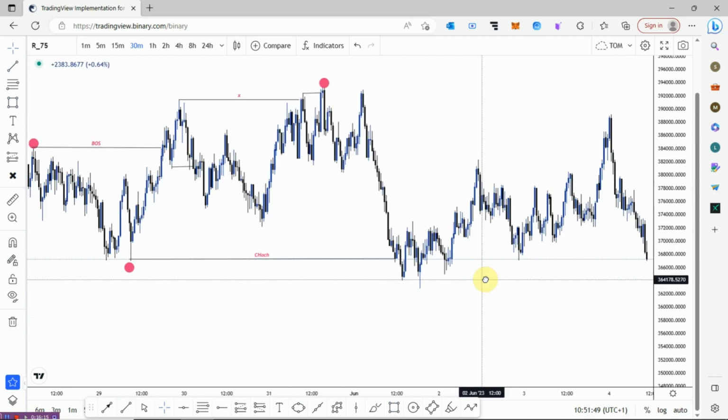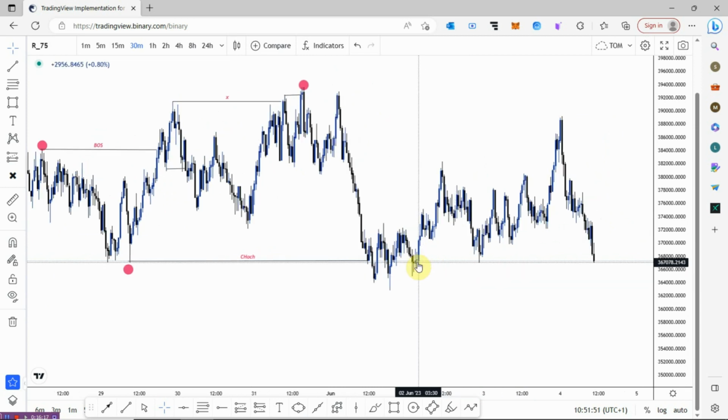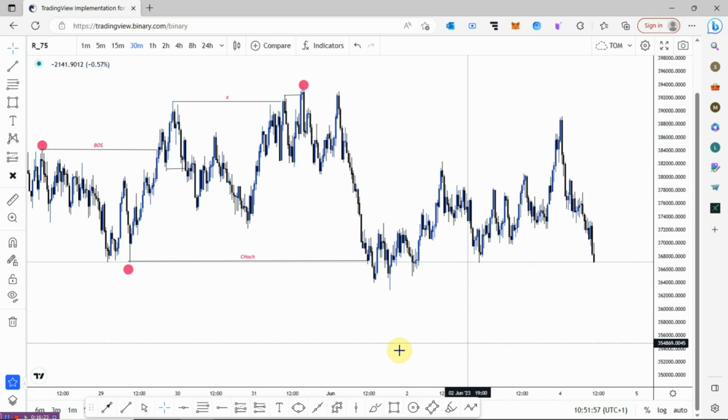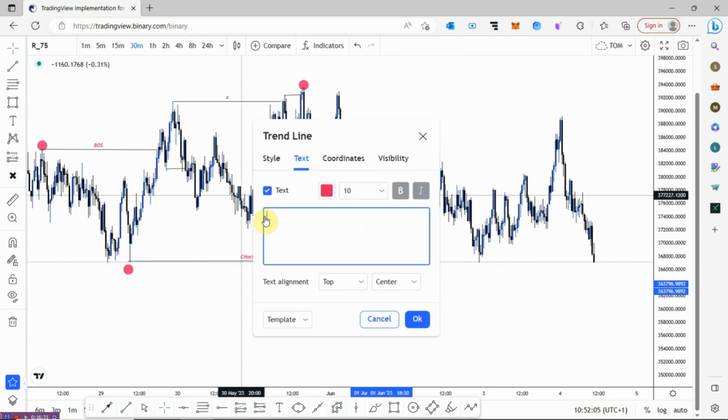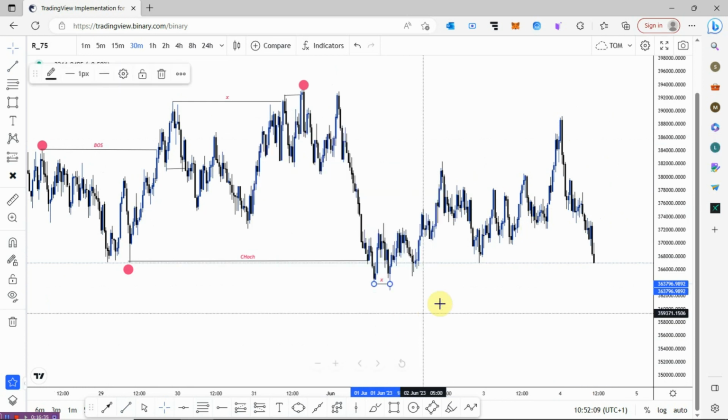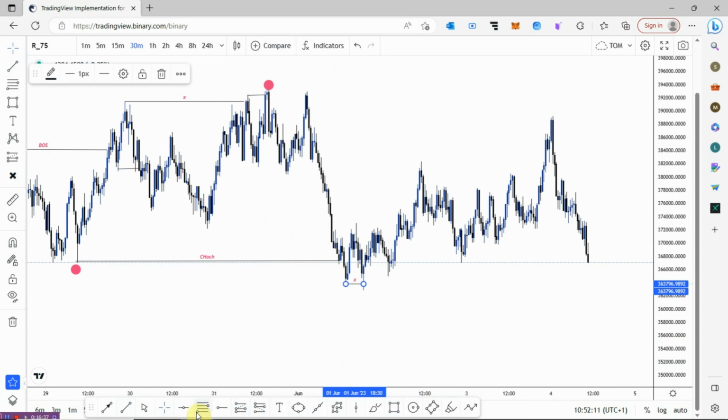So you guys saw that I was buying from here, so I actually bought to here and then sold from here. Let me show you how I bought it. After the break of structure, I waited for change of character. What's the change of character? It happened right over here.